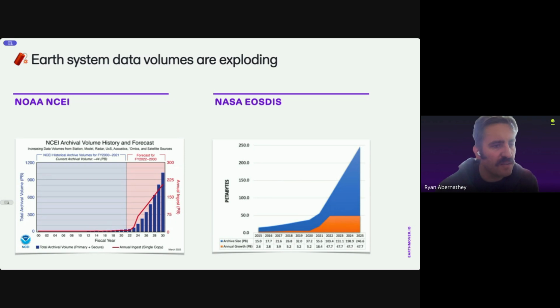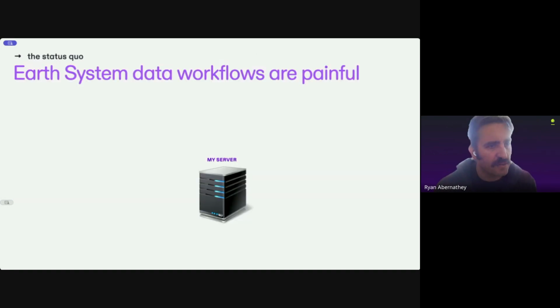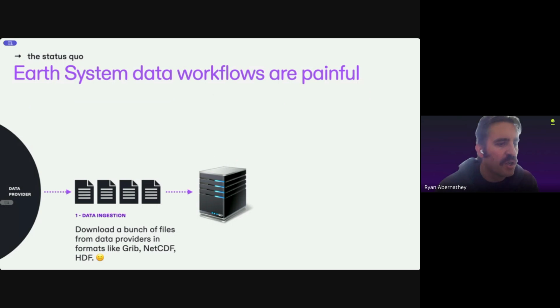This volume of data is really challenging the traditional workflows that most of us were trained on in weather and climate data science. I think the status quo is that these workflows are quite painful. Most data workflows today are fundamentally based on downloading files to a local server or a laptop or a workstation or something like that.